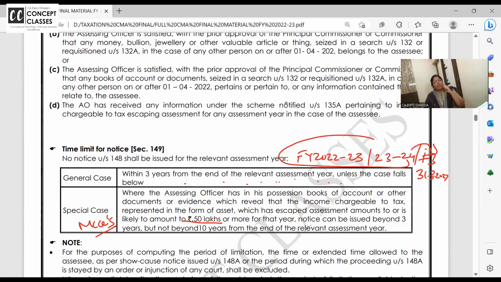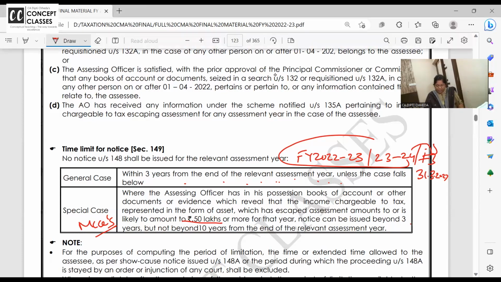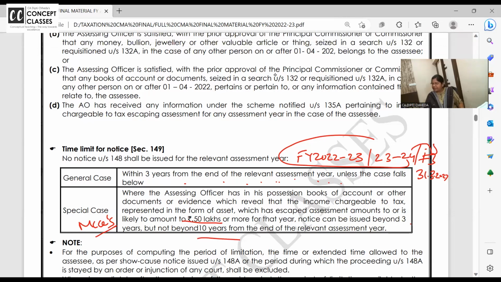I'm doing, this is all revision of the last class. Q&As we will start now. Yes. Now, if the income escaped assessment has exceeded 50 lakhs, then instead of 3 years, notice can be sent in 10 years and block assessment can be made in 10 years. Okay, right.